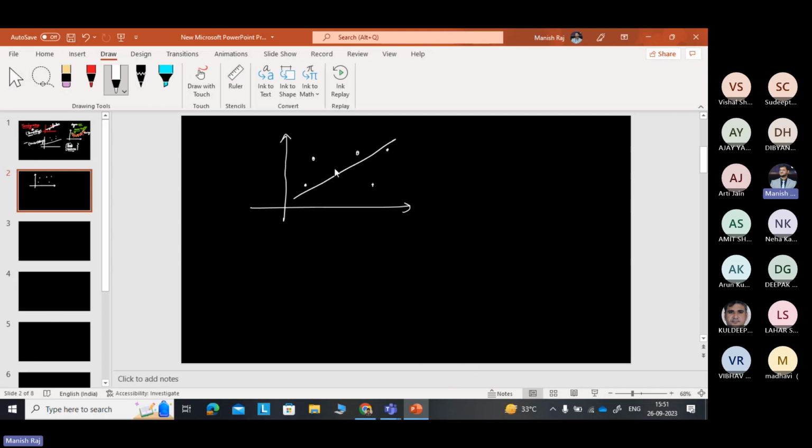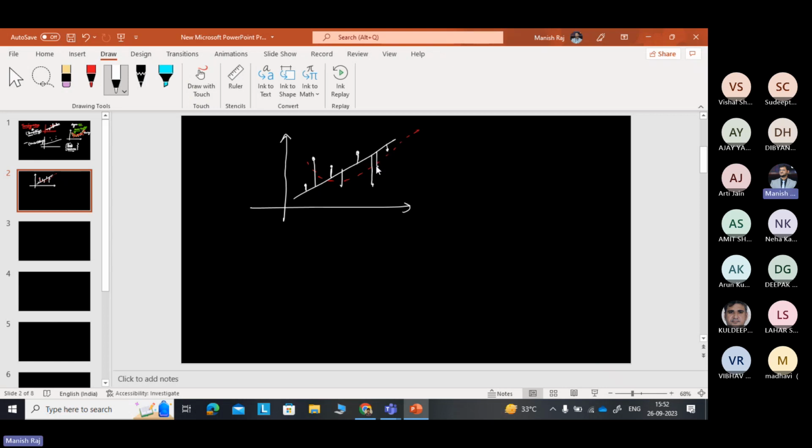Okay, maybe this is the data and the actual pattern may be this. But with the regression model, we find this type of curve, this white curve. So now we will try to find out the error. This may be the error, this may be the error, this will be the error. Okay, this is the error.